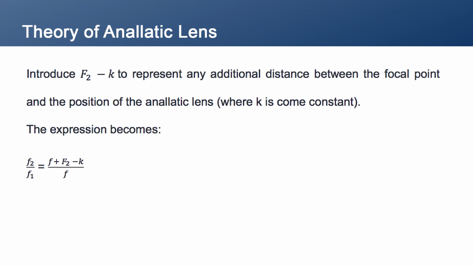Now, if we introduce f2 minus k to represent any additional distance between the focal point and the position of the analytic lens, the expression becomes f2 by f1 is equal to f plus capital F2 minus k by small f.